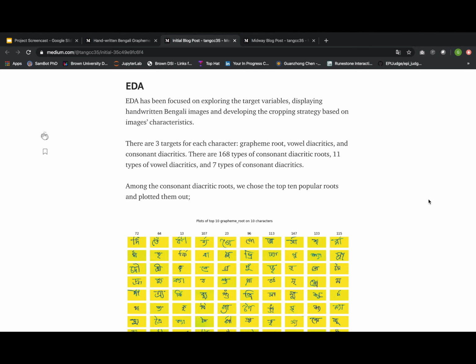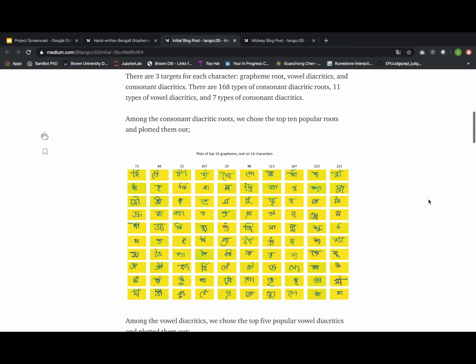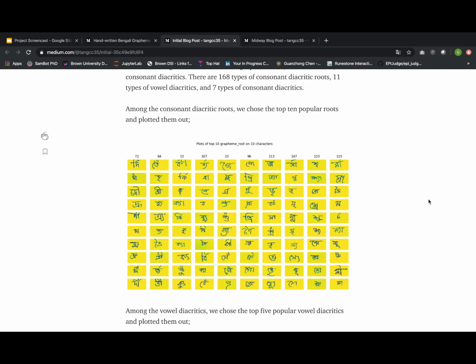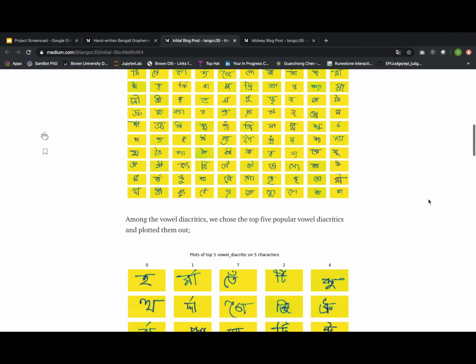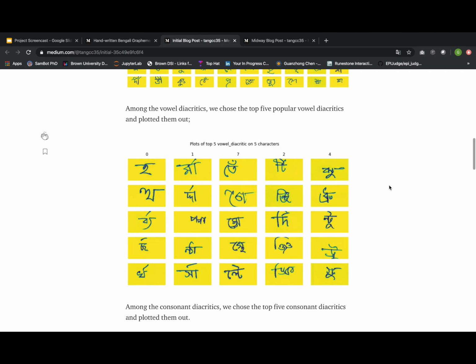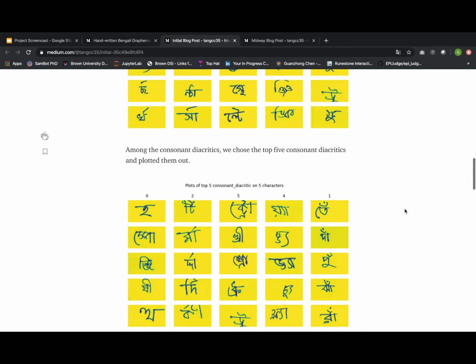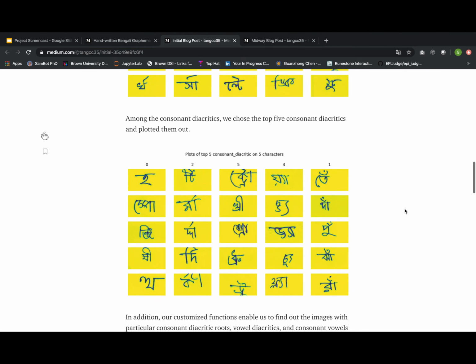We can do some visualizations. Among the grapheme roots, we chose the top 10 most popular roots and plotted them out. Here is the visualization. For vowel diacritics, we can do the same thing, and here is the visualization. Finally, we do the same thing for consonant diacritics and plotted them out. And here is the visualization.